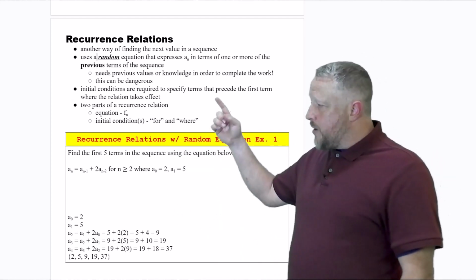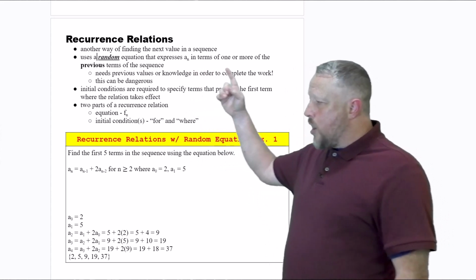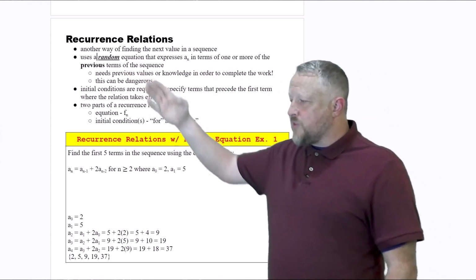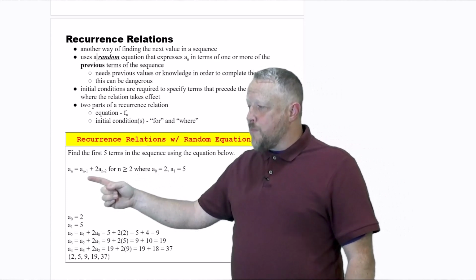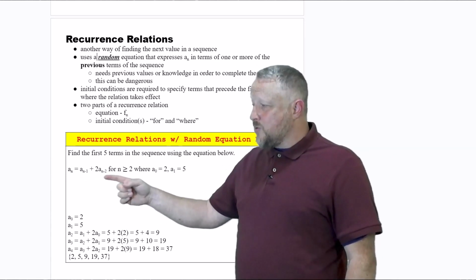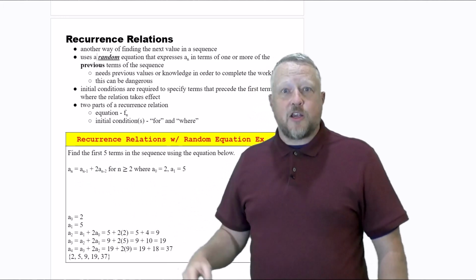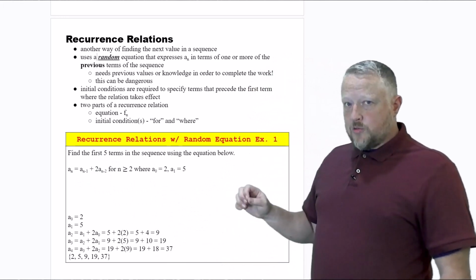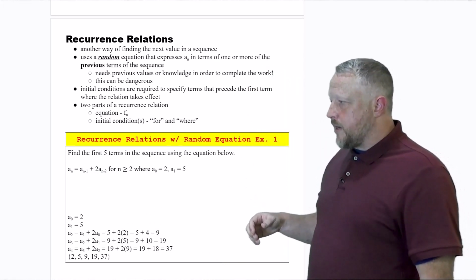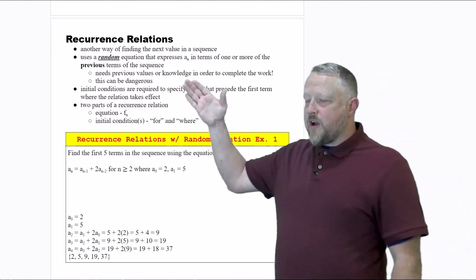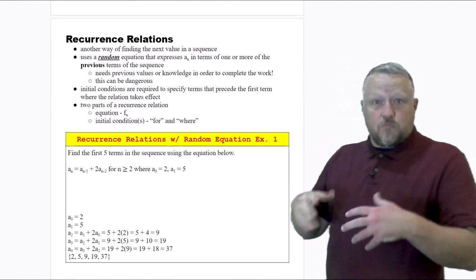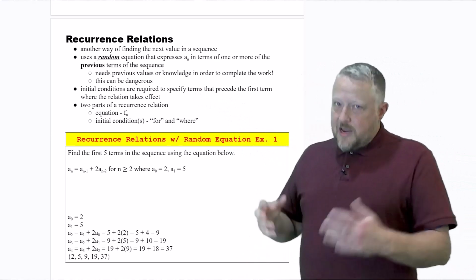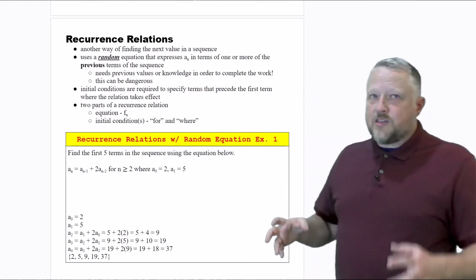Again, it's still going to need one or more of the previous terms in the sequence, just like this one does. This one's going to need the value before a of n, and this one's going to need the value that was two values before a of n. So things will get pretty interesting pretty quickly. You need that previous knowledge in order to complete the work. This can be dangerous, so just a heads up on that.